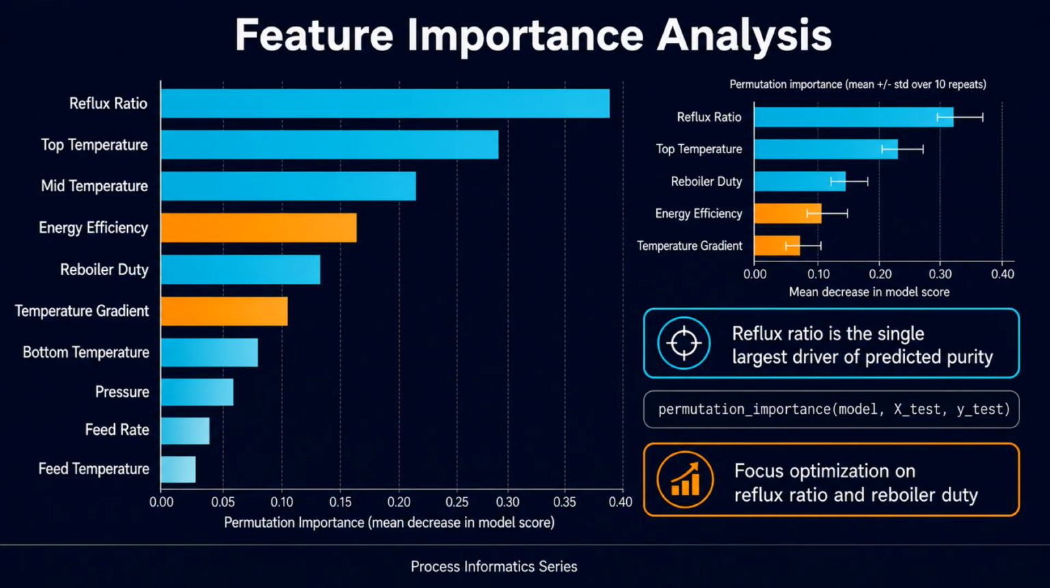Understanding which variables drive predictions is crucial for process improvement. Feature importance analysis reveals reflux ratio as the dominant factor. Top and middle temperature rank next, and our engineered feature, energy efficiency, also contributes substantially, validating the feature engineering effort. These insights guide operators toward proactive quality management.